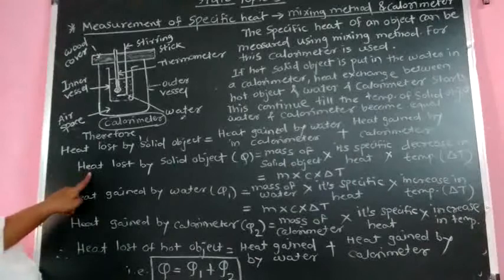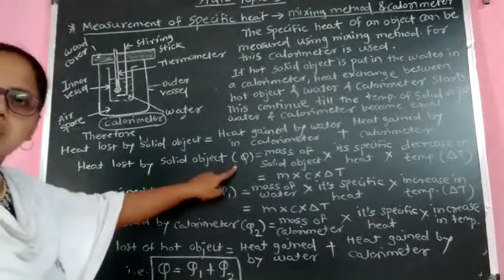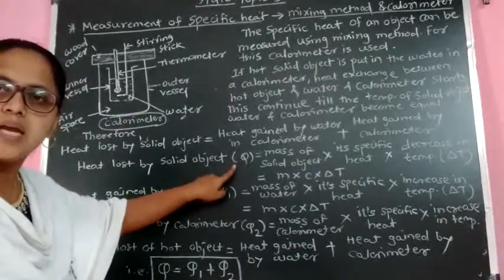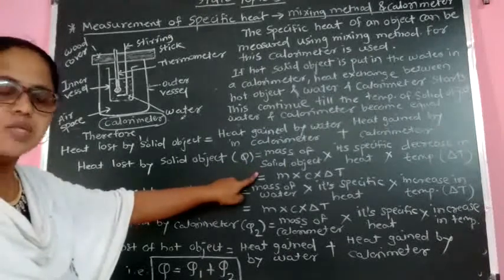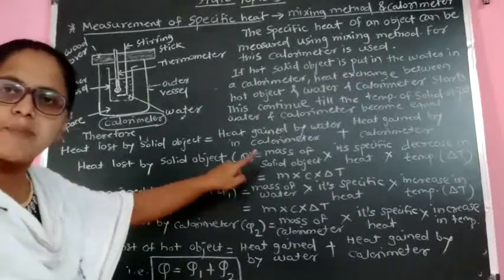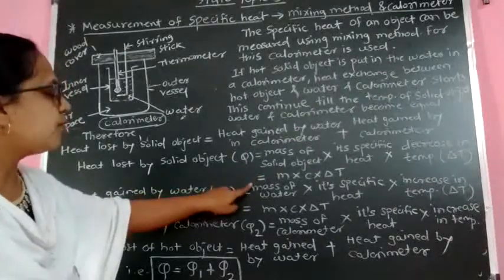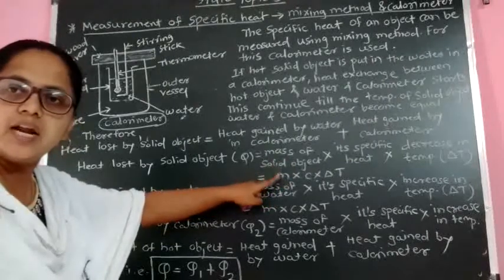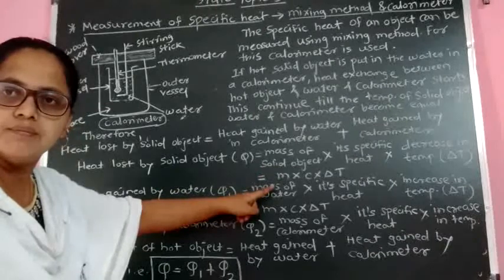So heat lost by solid object is represented as capital Q. Heat lost by hot solid object is represented by capital Q is equal to, we know the equation, mass of solid object into its specific heat into decrease in temperature. So what we will get? M into C into delta T. Here delta T means difference and here delta T means decrease in temperature.